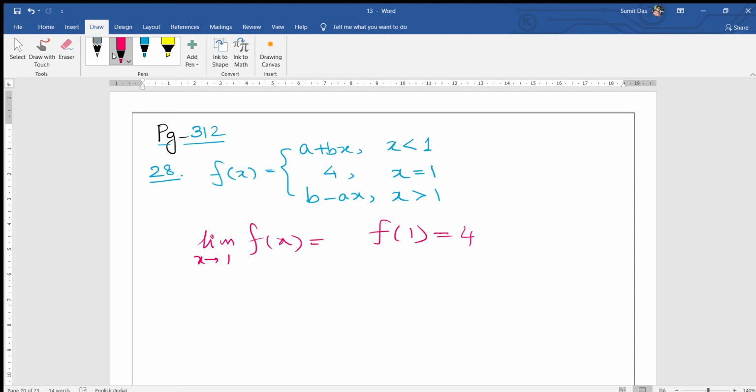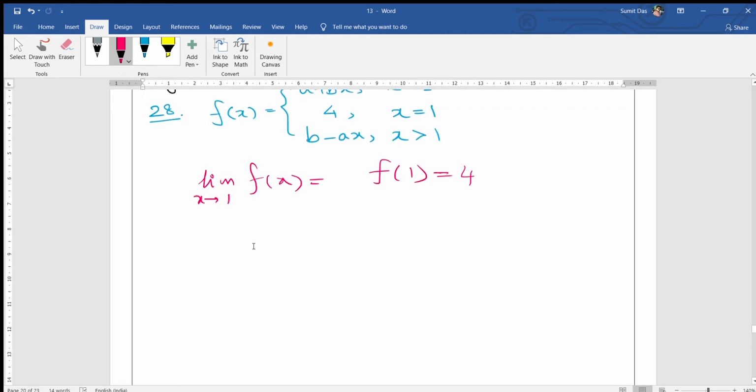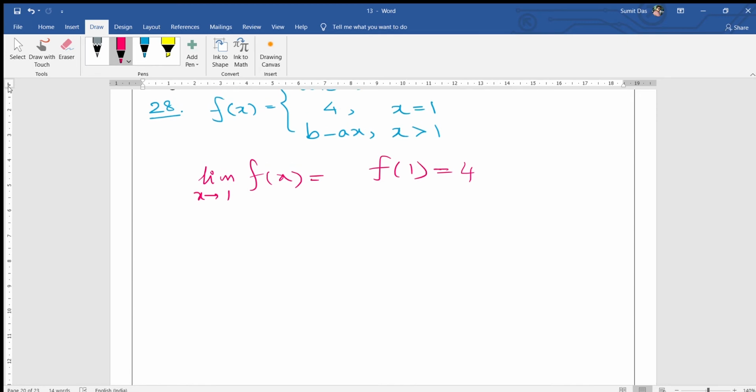So how do we do it? First we'll find the limit of f(x) as x tends to 1. Then we'll equalize that. So first write down the solution. First we have to find the limit of f(x) as x tends to 1.